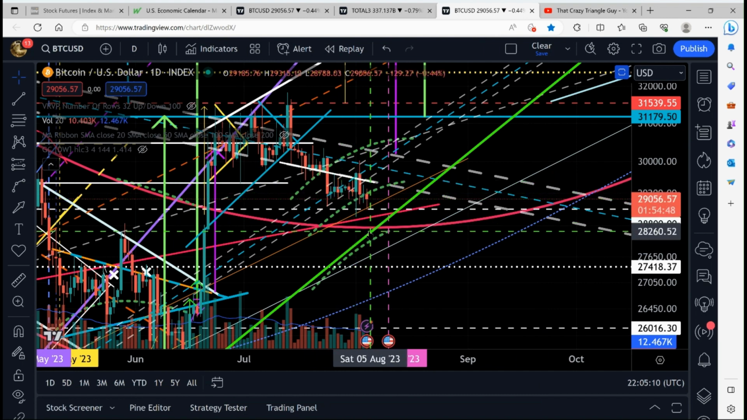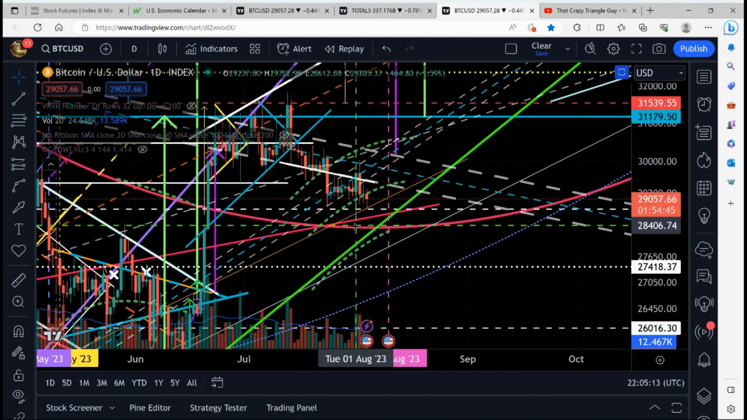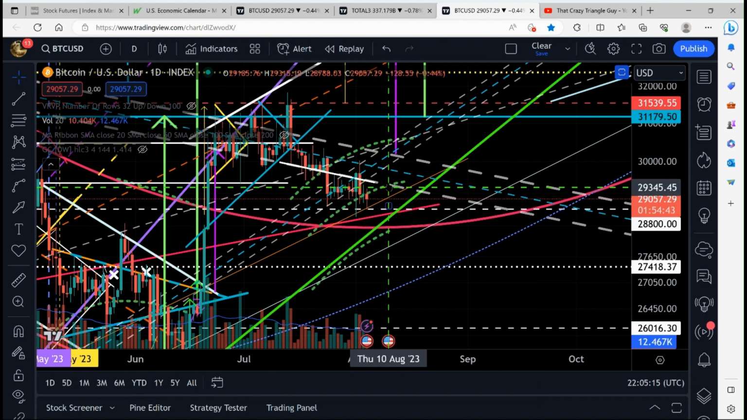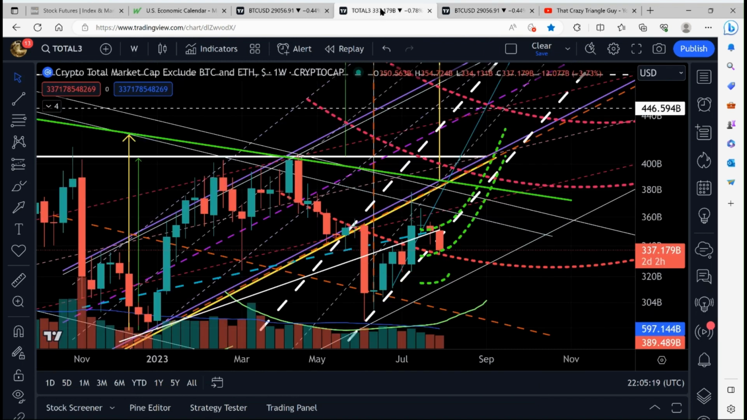On Bitcoin, we are near the top of the weekly Gaussian channel, whereas on the crypto market cap, we are near the bottom of the weekly Gaussian channel. Both are critical areas to bounce off of. We want to see bounces from here. It would be okay to wick through, but we definitely don't want to see any weekly closes below there.